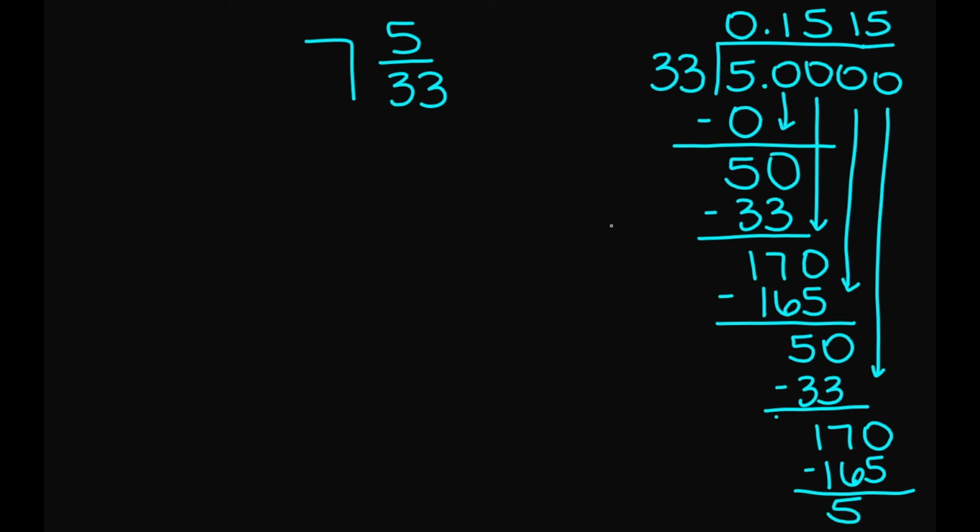So notice we do have a repeating decimal here. So 5 over 33 equals 0.15 repeating. And we have our 7 here. So 7 plus 0.15 repeating is going to be 7.15 repeating.